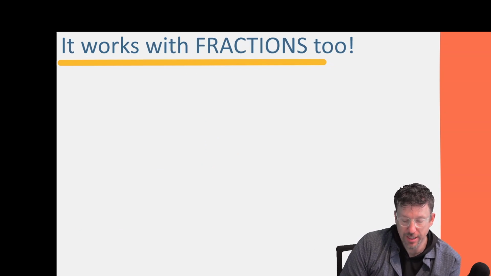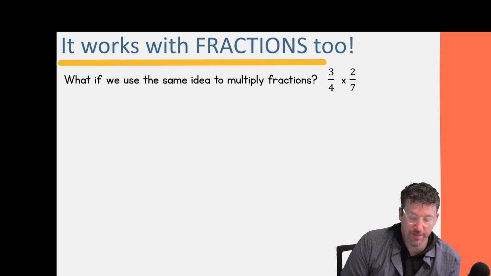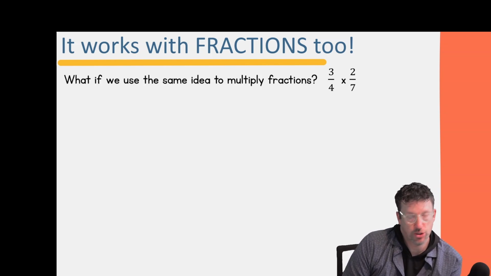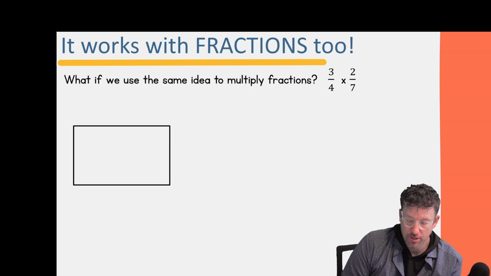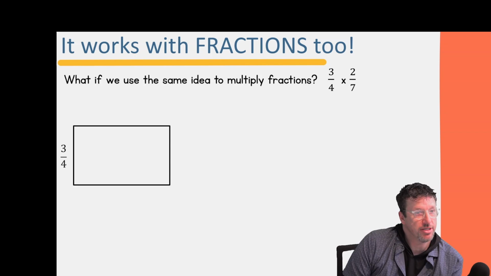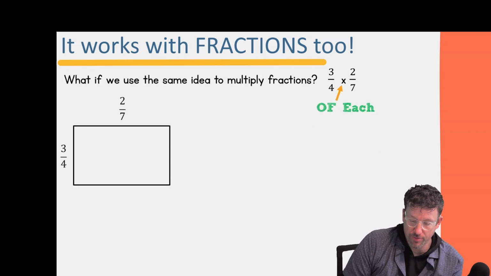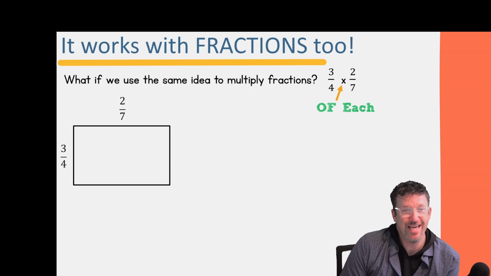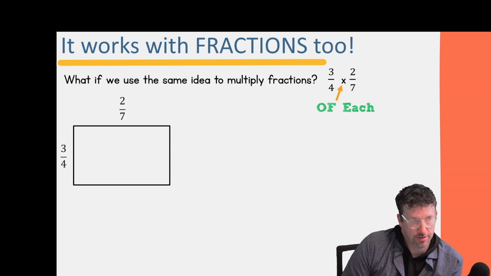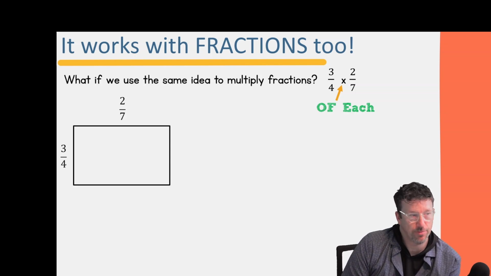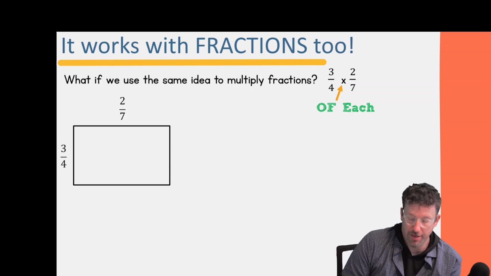Well, let's see what it looks like in fractions, okay? So what if we had the same idea and we were multiplying fractions, 3/4 times 2/7? Okay, so put up our rectangle, right? And then we're going to take our fractions and put them on either side. Okay, now let's represent this. So remember, when we see that multiplication, we're saying 3/4 of each of the 2/7. That'll make more sense in a second, but 3/4 of, that's what multiplication means, each of the 2 sevens.